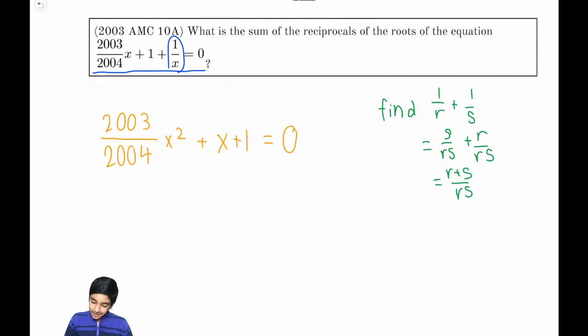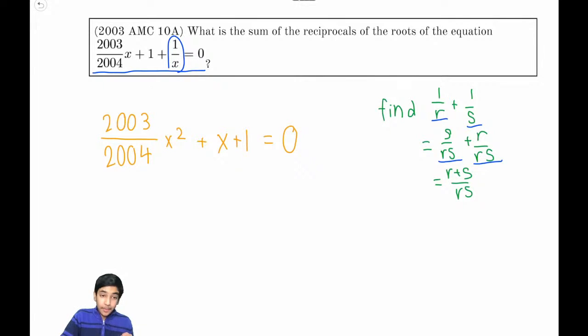Okay, so now let's continue. So what we can do is say that 1 over r is s over rs, and 1 over s is r over rs. So when you combine them together, we get that this is going to be equal to r plus s divided by rs. Does it seem familiar? Yes, it does. r plus s, rs. We can just find them using Vieta's in our quadratic here.